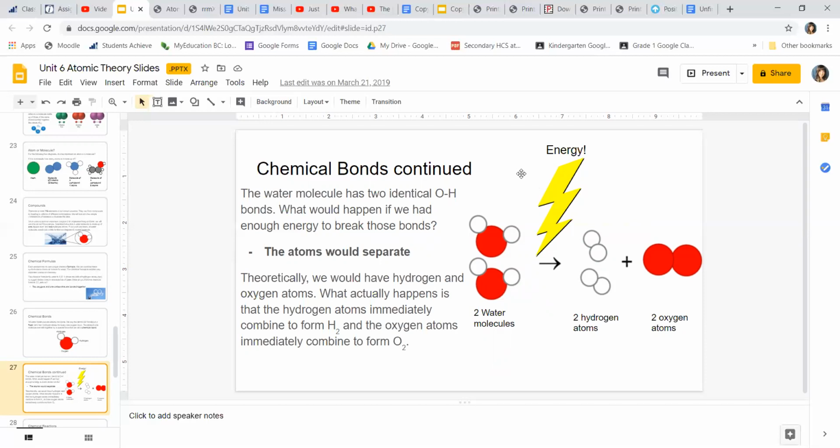So let's say you had two identical H2O compounds, and you had enough energy to separate them. Immediately, the two sets of hydrogen would go into pairs of two, and the two oxygen atoms would also go into a pair of two. So they kind of pair themselves off if you were able to separate them using enough energy.